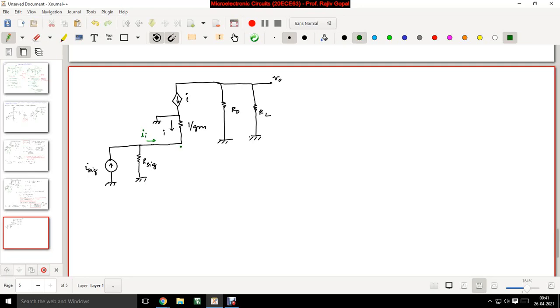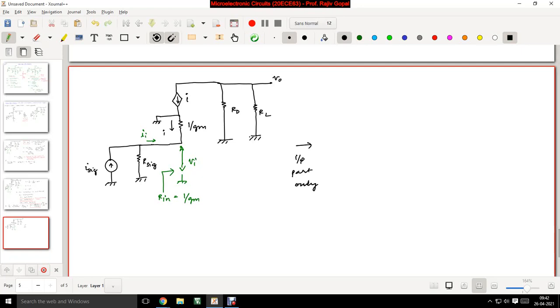This voltage was Vi, and the input impedance which we saw is Rin. Okay, so this Rin we saw it as 1 by Gm, right? So what I'll do is I'll take only the input part. Okay, I'll take the input part and I'll draw it separately.